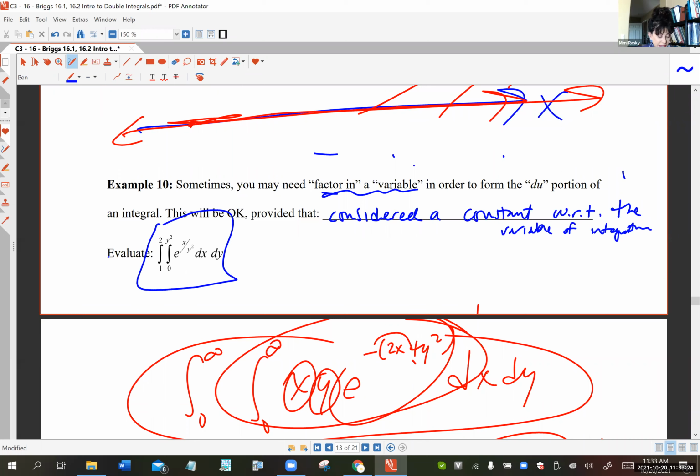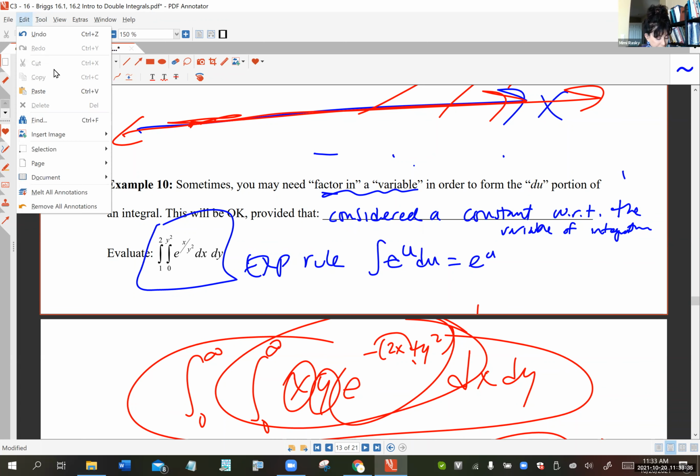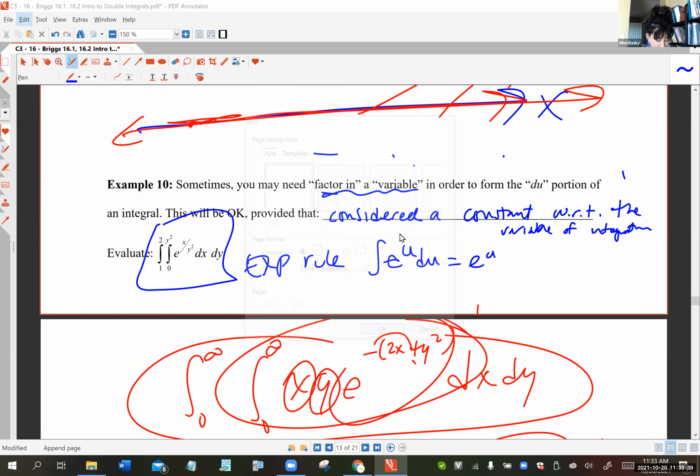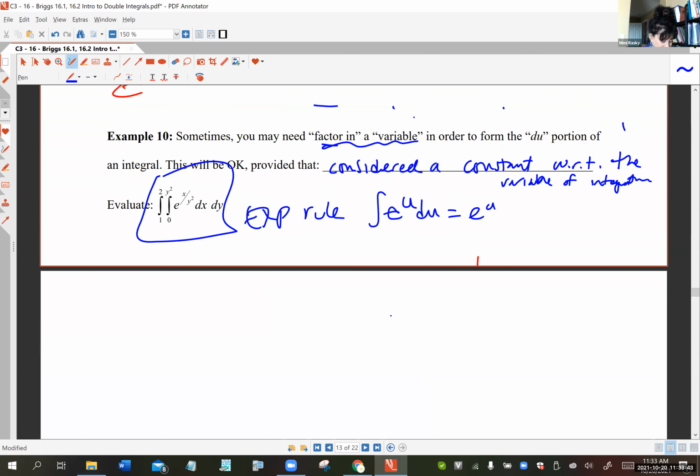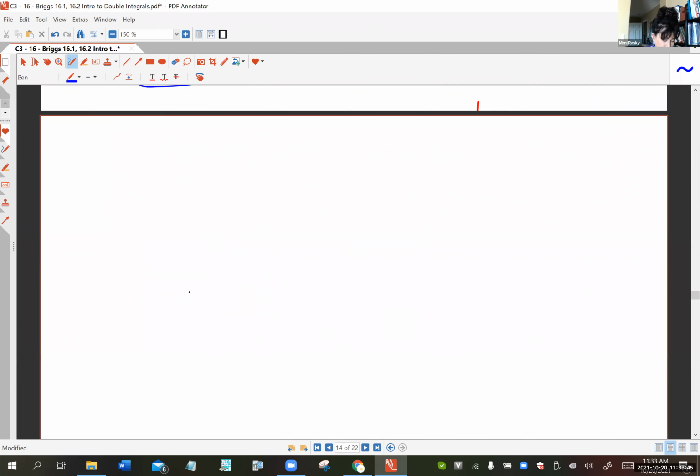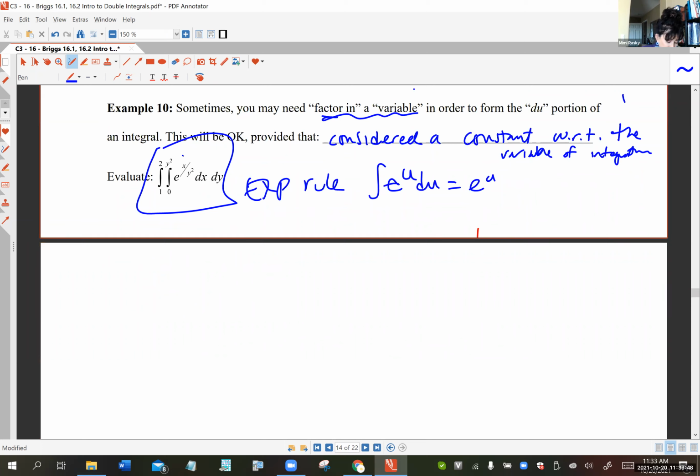So we're going to integrate this, and yes, we're going to use the exponential rule, which says the integral of e to the u du is e to the u. We're going to need that to do this problem. So who is the u here? If you look here, we're going to integrate that exponential with respect to x. I claim it's doable. u is x over y squared.